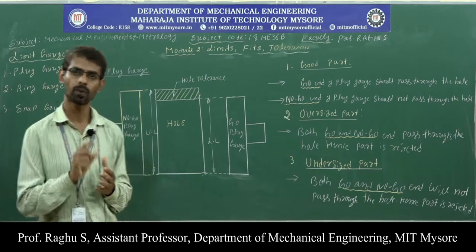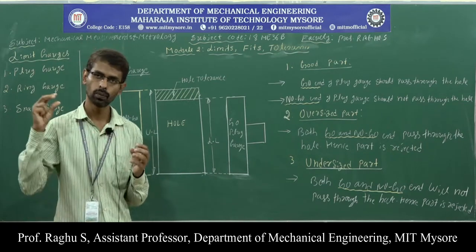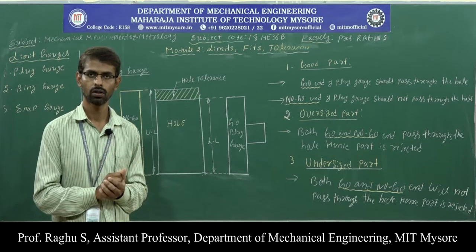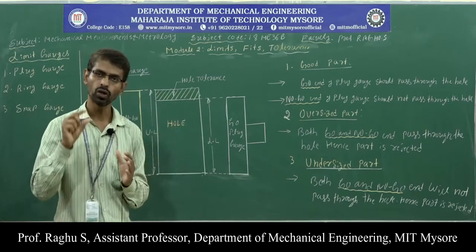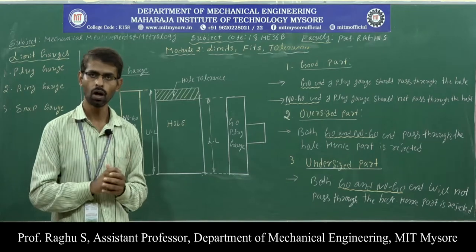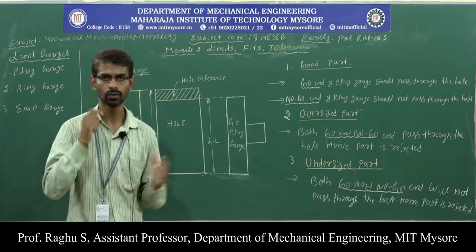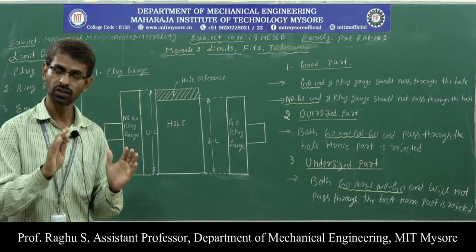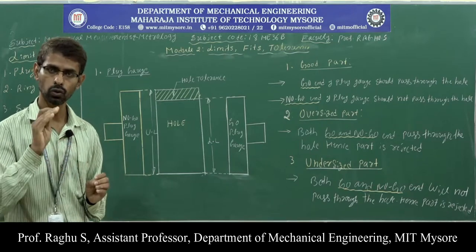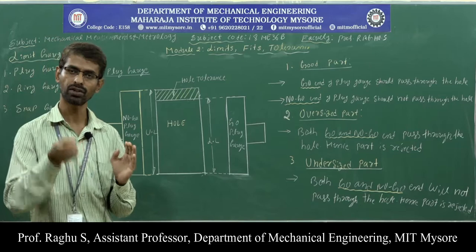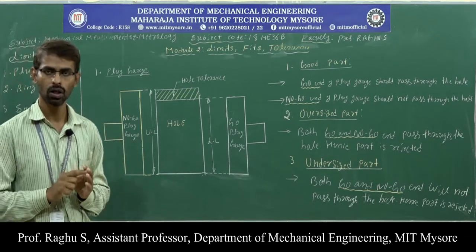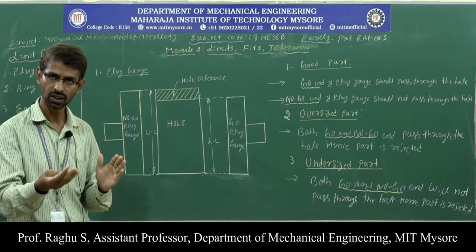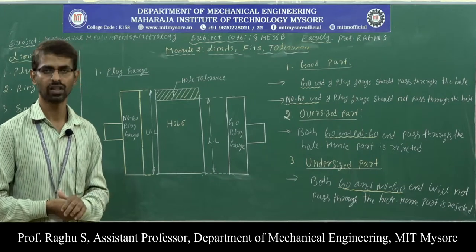For complete acceptance of a component, the go gauge should pass through the hole or pass over the shaft, and at the same time, the no go gauge should not pass through the hole or pass over the shaft. So this is about limit gauges. If the component is manufactured within the specified limit, then the part is accepted. If the component is not manufactured within the specified limit, then the component is rejected.